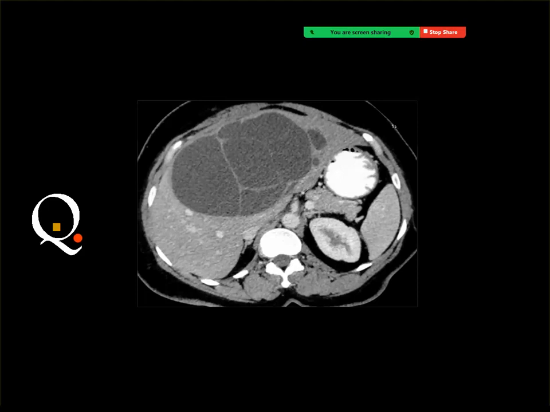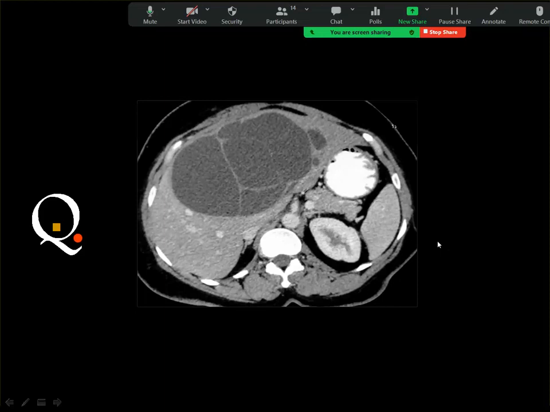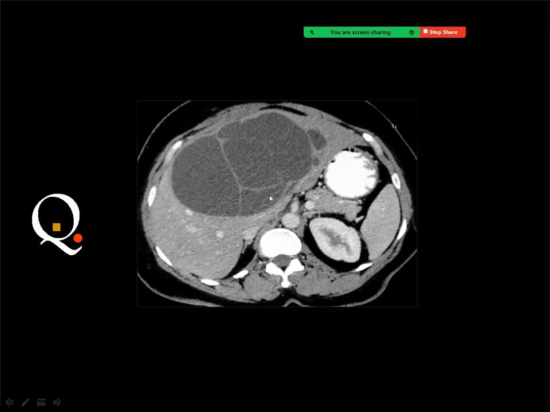Next case is a big cystic lesion in the liver. Hydatid cyst? Hydatid cyst shows one of three findings: calcification of the wall, floating shadows, and daughter cysts along the inner wall of the big lesion. But this is a big cyst with internal septations, as you can see.